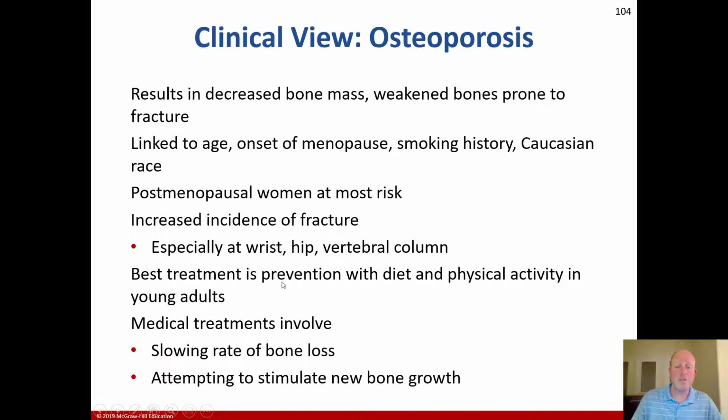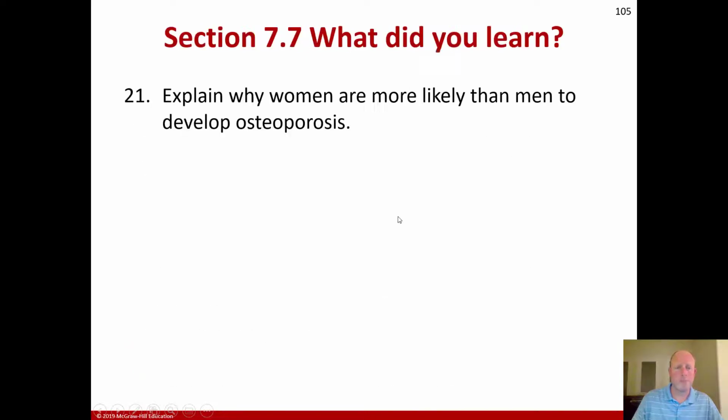The best treatment is prevention with physical activity and then diet. Diet's not the predominant factor. Physical activity is the predominant one here in young adults. Medical treatments involve slowing the rate of bone loss and attempting to stimulate new bone growth. But this is the most important one, no question about it. So, you should be able to explain why women are more likely than men to develop osteoporosis after that section on aging.